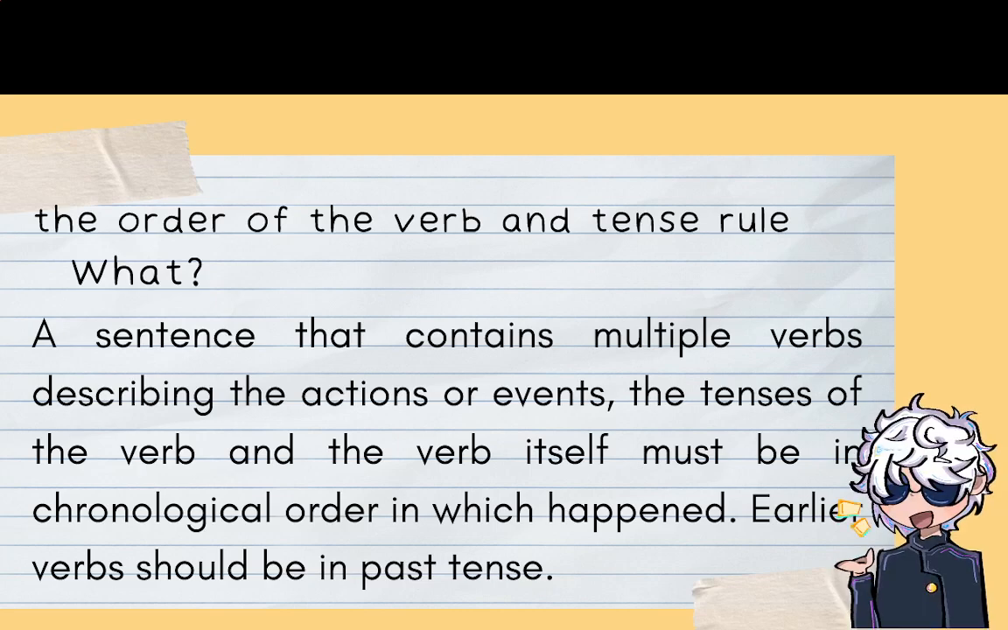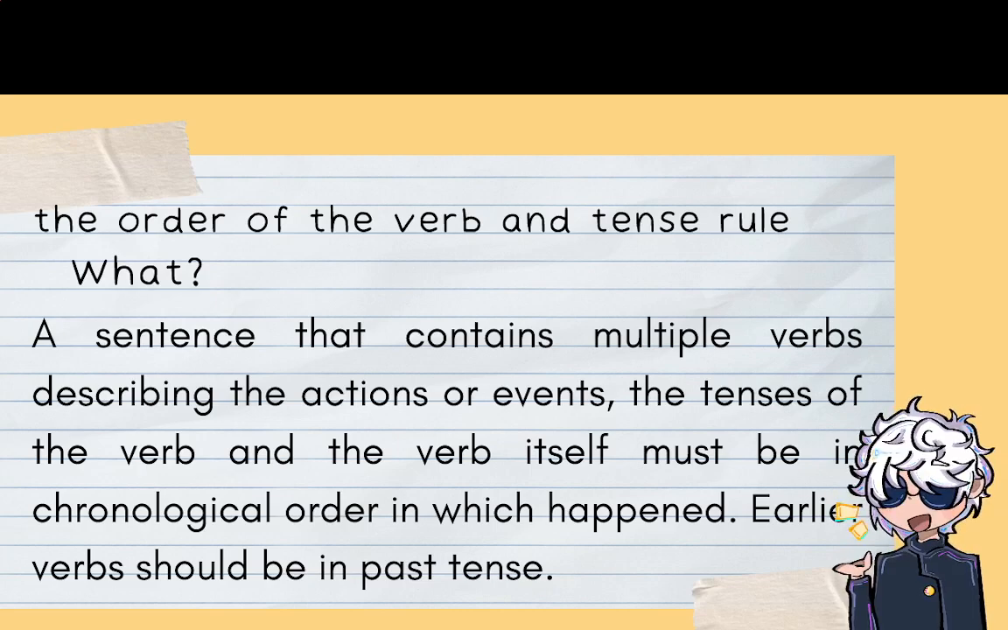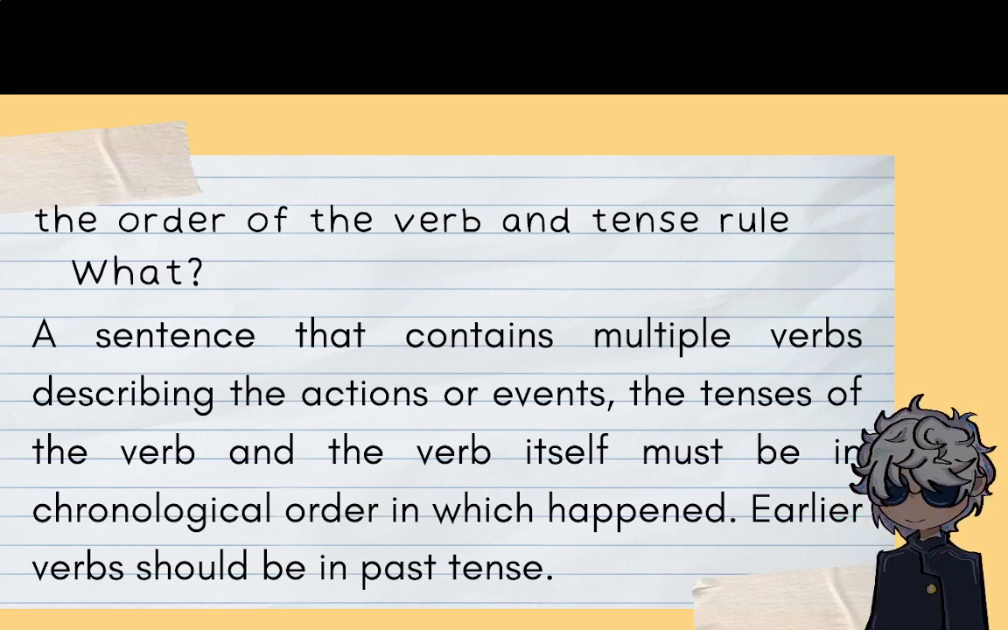The order of the verb and tense rule, or sequential rule, applies to a sentence that contains multiple verbs describing actions or events. The tenses of the verbs and the verbs themselves must be in the chronological order in which they happened. Earlier verbs should be in past tense.